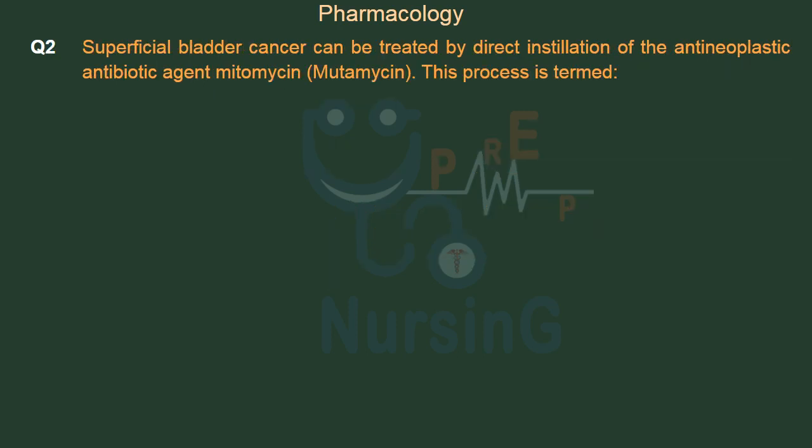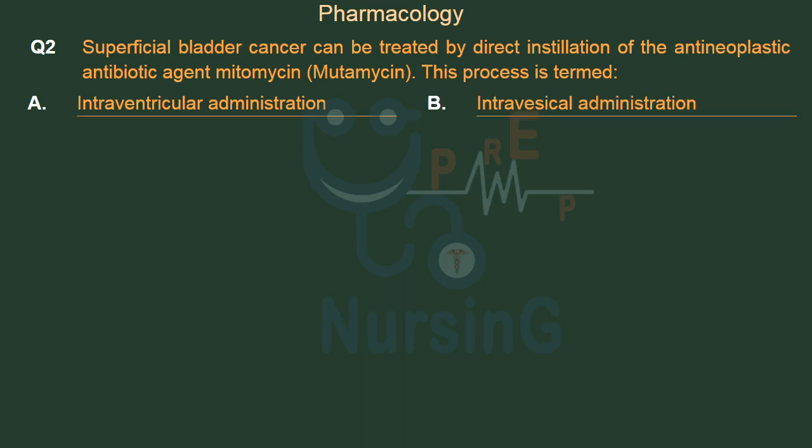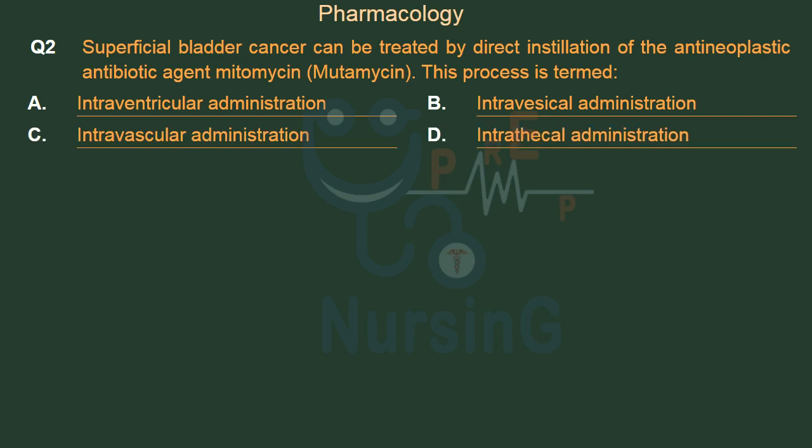Superficial bladder cancer can be treated by direct instillation of the antineoplastic antibiotic agent mitomycin. This process is termed: Option A. Intraventricular administration. Option B. Intravesical administration. Option C. Intravascular administration. Option D. Intrathecal administration. Right answer is Option B.